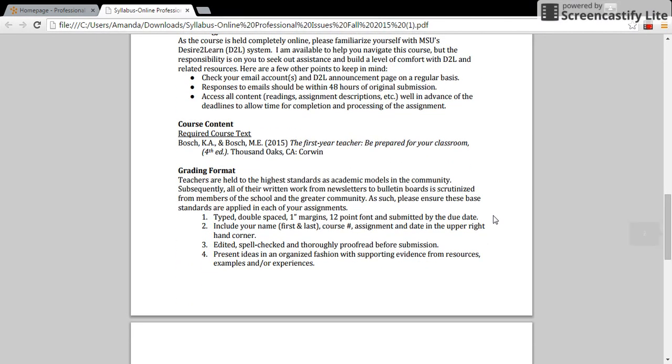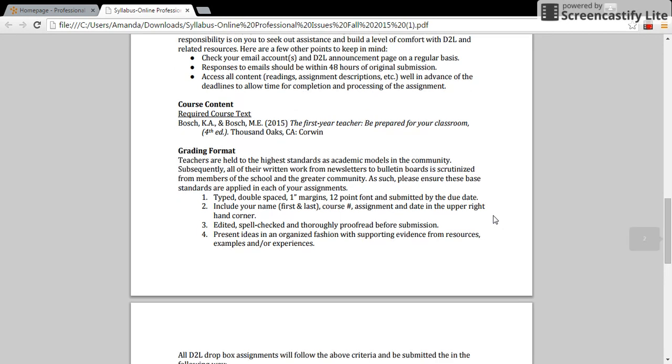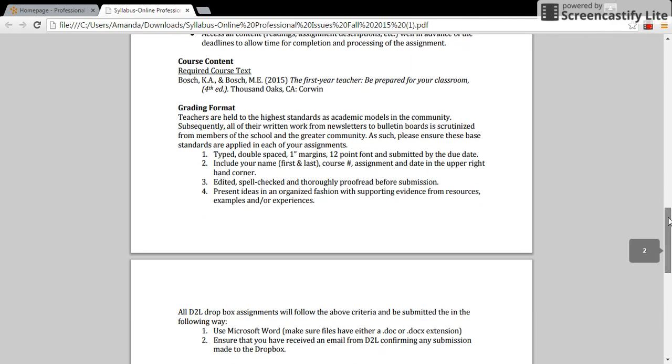The required text is called The First Year Teacher, Be Prepared for Your Classroom. The great part about this book is that it is short, distinct, and to the point. It's easy reading, and it provides a guideline or checklist for your first year of teaching. It covers not only the overview of what's in this course, but also tips and tricks for your first couple of weeks as a new teacher. I've found it a great synthesis, especially given the price of about $20 off of Amazon.com. I'm sure there are a couple of used options, and feel free to take note of that.